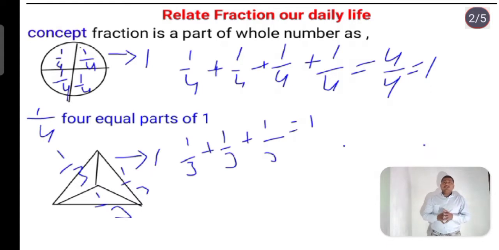If you see a circle, we divide the circle into 4 equal parts. Then one part is equal to 1/4. If we combine 4 parts, 1/4, 1/4, 1/4, 1/4, then it is equal to 1. Now, next example, a triangle. We divide the triangle into 3 equal parts. Then each part is equal to 1/3, 1/3, 1/3. If we combine all parts of the triangle, 1/3 plus 1/3 plus 1/3 is equal to 3/3 is equal to 1.